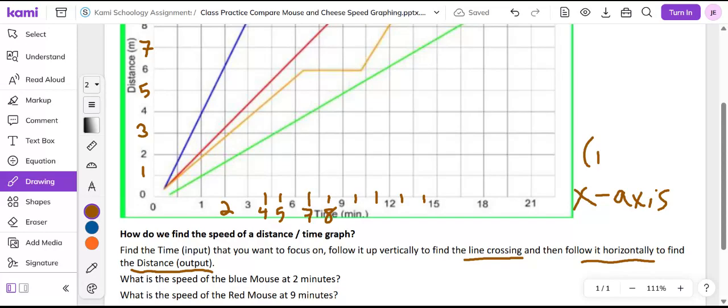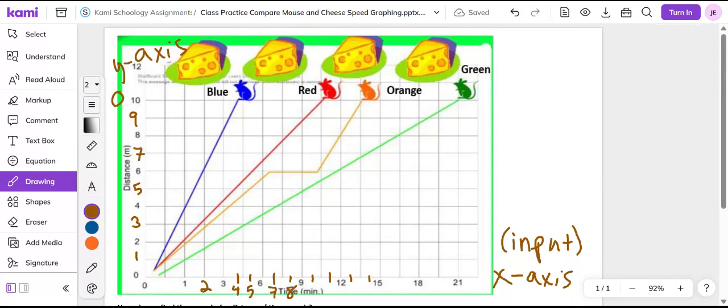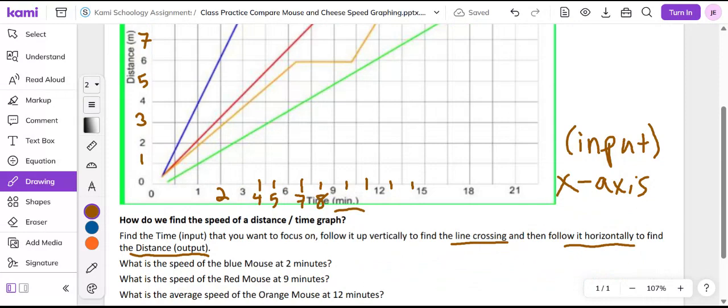I'm going to borrow a little fifth grade terminology. Your x-axis is going to be your input, and the y-axis is going to be the output. Go ahead and label that, write it down. So x and y, input, output. And in order to put something in, we need time in minutes first. So let's get to the questions.